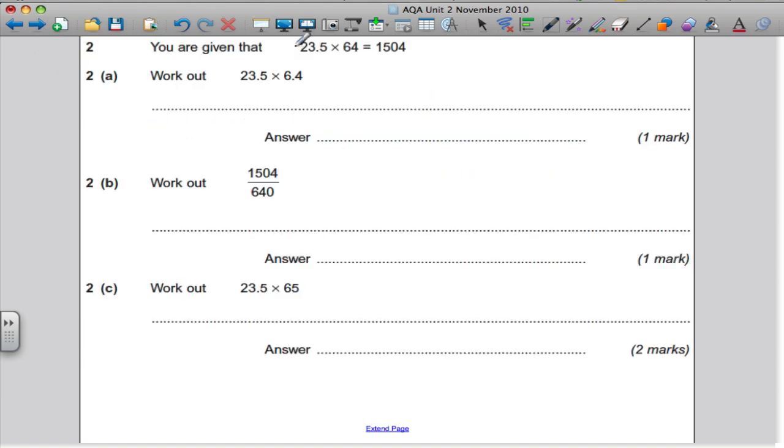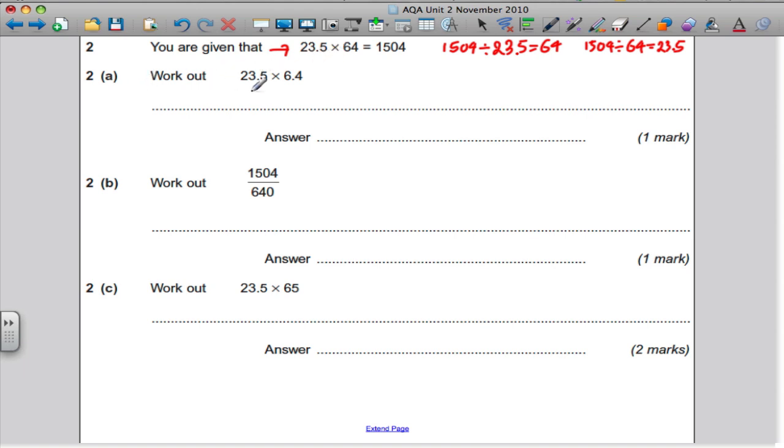Question 2. You are given that the following is true. Now I would always advise you to just write the associated division facts with this to help you with later parts, even before you look. If I know that 23.5 times 64 is 1504, I also know that 1504 divided by 23.5 must give me 64, and I also know that 1504 divided by 64 must give me 23.5. Always useful to have my multiplication and division facts up at the top.